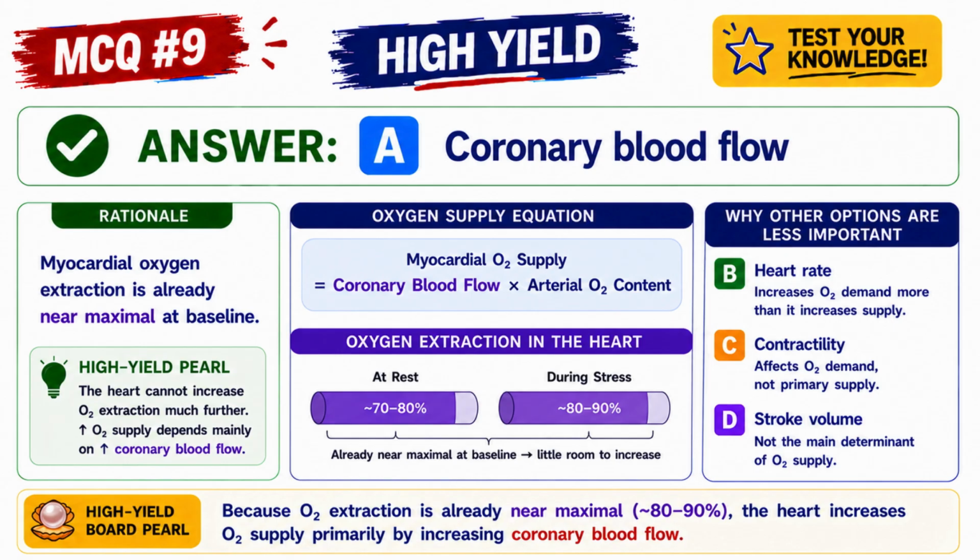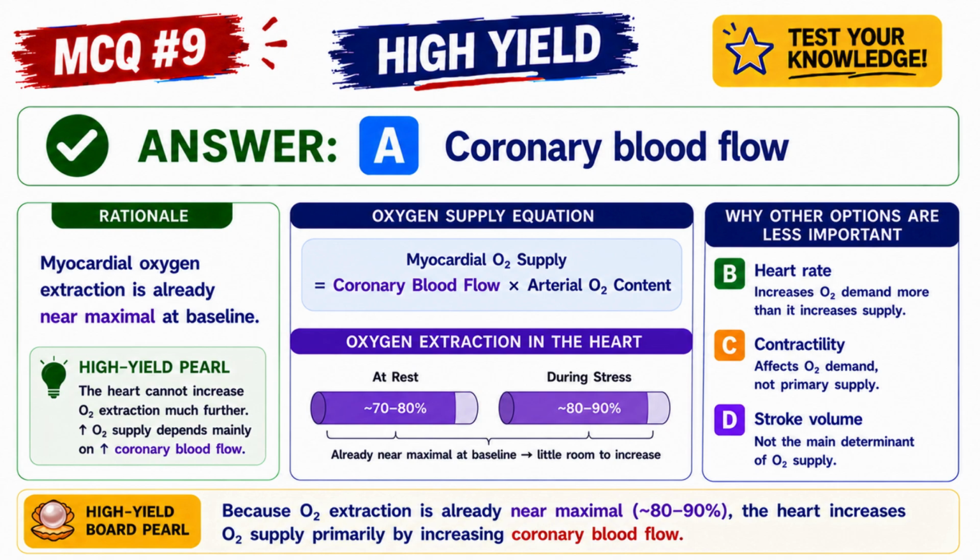Most tissues in the body extract approximately 25% of the oxygen delivered to them, leaving a large venous reserve. The myocardium, at rest, already extracts approximately 70 to 80% of the oxygen delivered by coronary blood flow. This is near maximal extraction. There is almost no reserve left to tap. In most organs, when oxygen demand increases, the organ can simply extract more oxygen from the same blood flow. The heart cannot do this to any significant degree. It is already extracting almost everything available.